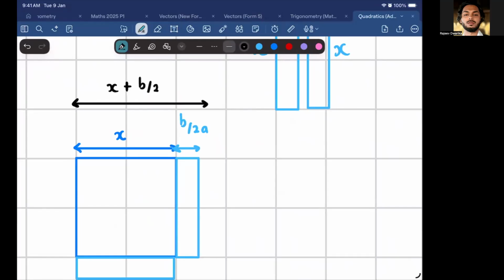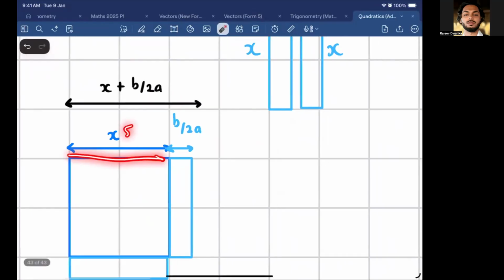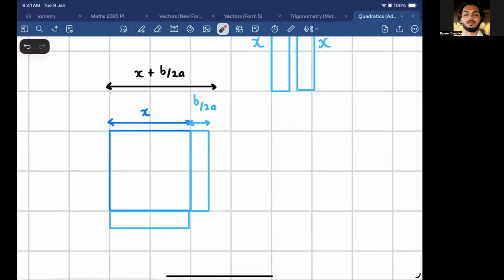Correct. Because Caleb, if this length was 5 and this length was 2, and to combine it, you'd say 5 plus 2. It's the same concept. This is x, adding that to b over 2a. Great. Now, Caleb, if we did make a square, the length should be the same.